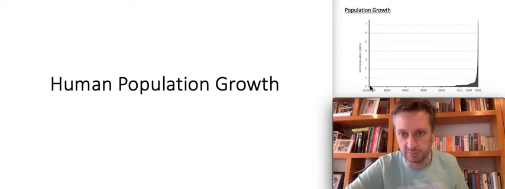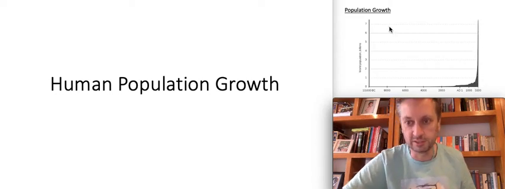You can see this goes back about 12,000 years. For most of human history, the human population was not only very small, it was very stable. And then at the turn of the 20th century, we get this huge, rapid increase. We'll come back to that later.